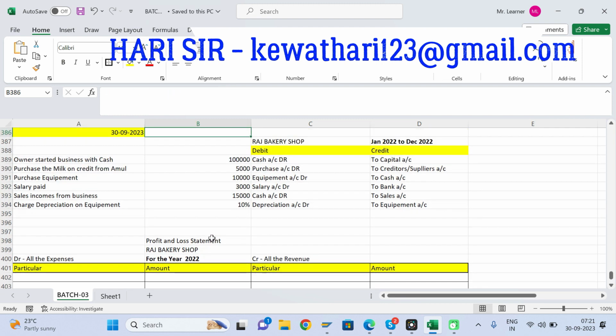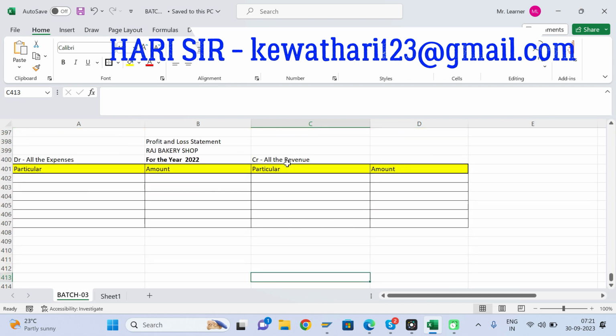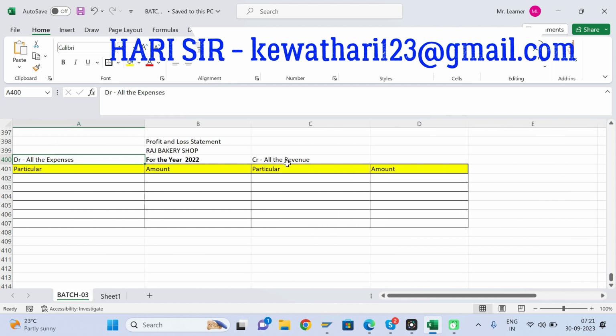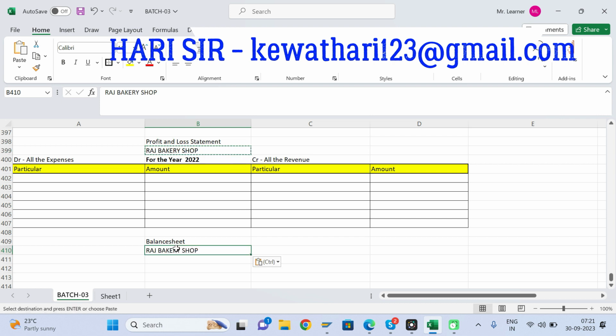Now try to understand, out of this, which are the P&L line items, the profit and loss account line items, and which are the balance sheet line items. Let me simultaneously put the balance sheet also. Let me put it below, it will be good. So, balance sheet. Raj bakery shop, balance sheet.